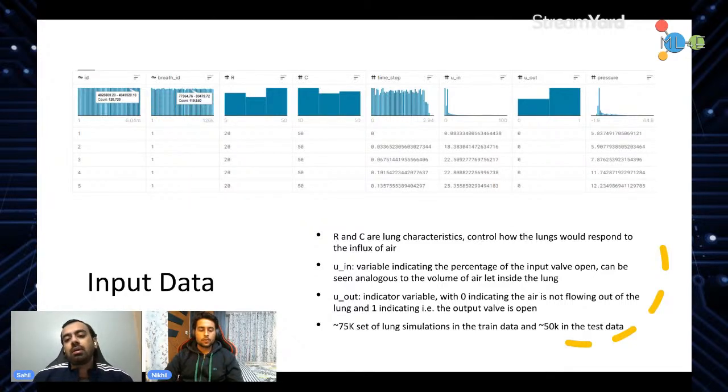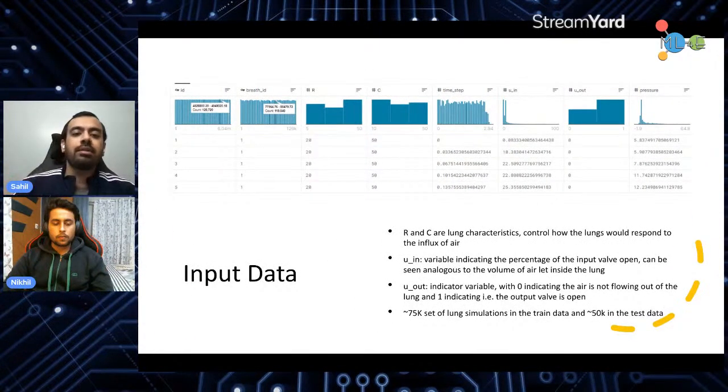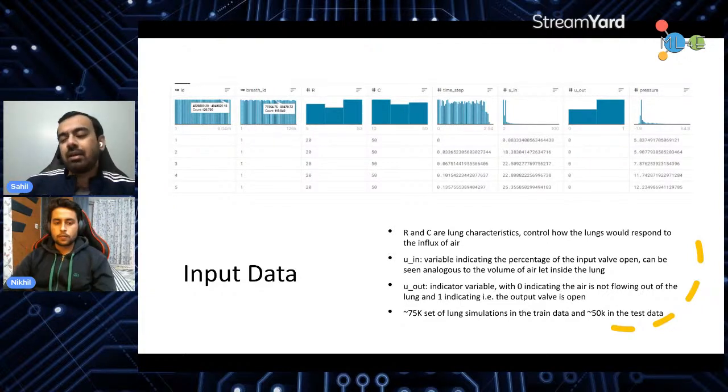Now, u_in is the control variable which was provided to us. It is a control variable that controls the percentage of the valve that is open. By controlling the valve, you are essentially controlling the flow of air into the lung. So essentially, you can see it as the volume of air that is flowing in.